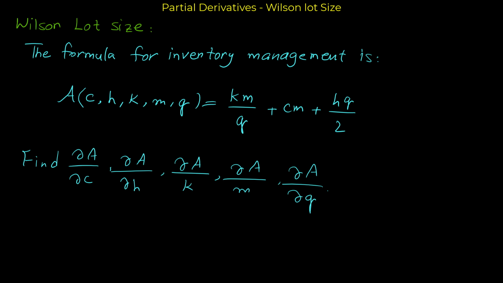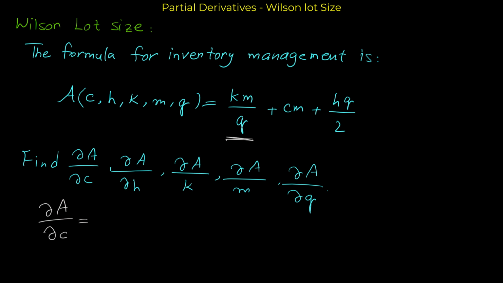Wilson lot size formula for inventory management is A equals Km over Q plus Cm plus HQ over 2. Find these partial derivatives. First, we want to find the partial derivative of A, the given function, with respect to C. In this term, we don't have any C, so the derivative of this term with respect to C is 0.